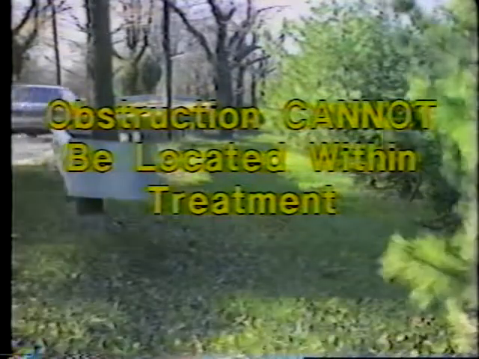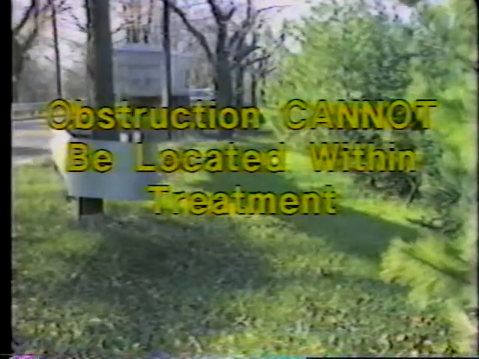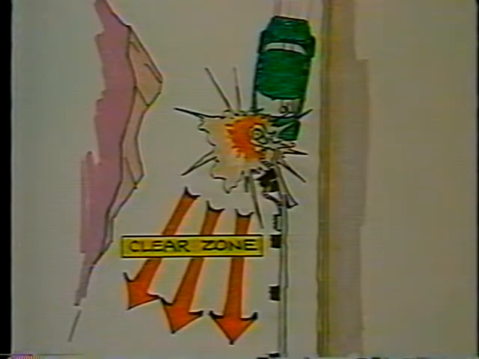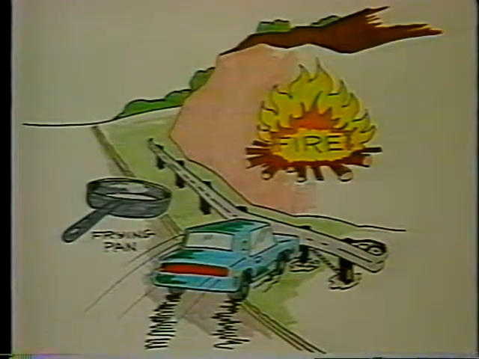Obstructions like the utility pole shown here cannot be located within the treatment. The whole idea of the BCT is that it bends backward when impacted near or at the nose. Common sense then dictates that there be an area behind the treatment that will allow the impacting vehicle to regain some degree of control. This is not possible if there's no recovery room available behind the system. The driver would simply be trading the frying pan for the fire.